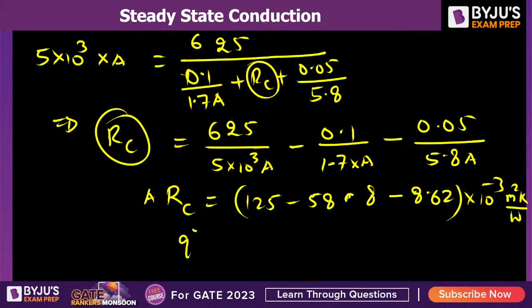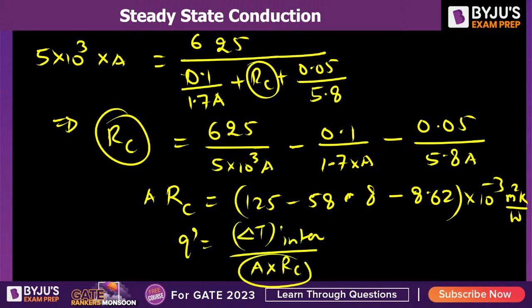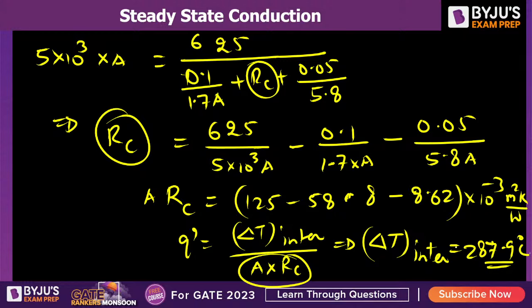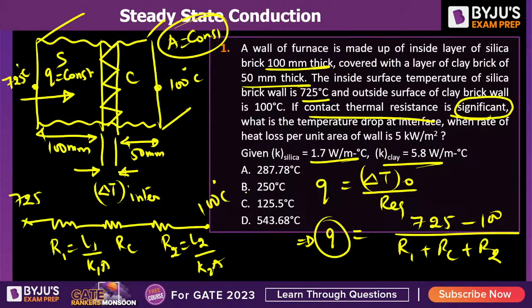And Q dash is equal to delta T for the interface upon A into RC. If you put the value, then we can find out delta T interface. If you are not committing any calculation mistake, then your answer will come out to be 287.9 degrees Celsius. Are you getting 287.9 or not? The correct answer is option A.